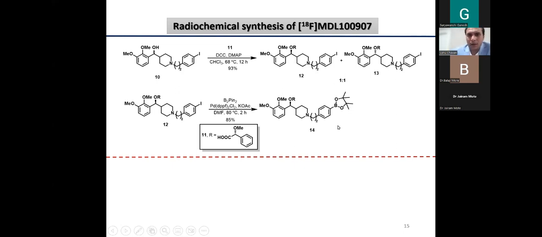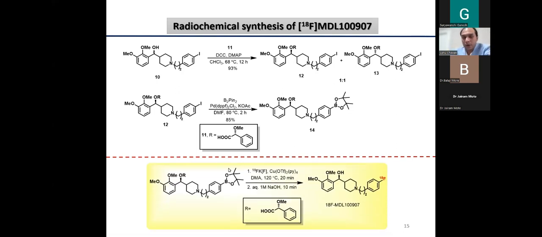Having this substrate in hand, at this stage we performed the radiofluorination reaction using potassium fluoride F18 in the presence of copper triflate, pyridine, and DMAP at 120 degrees centigrade for just 20 minutes. Then this ester was hydrolyzed using a base, sodium hydroxide, in 10 minutes, which gave F18 MDL-10907 in 50% yield. The previous report showed only 2 to 3% yield. So we synthesized this compound in 50% radiochemical yield.